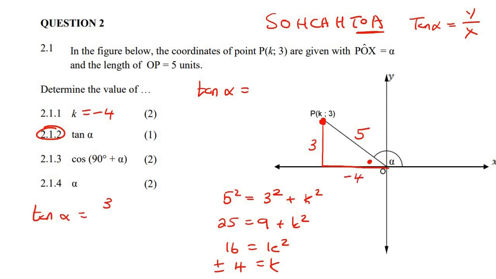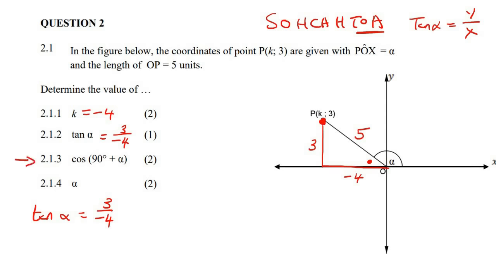Some learners want to carry on and use shift and all of that. But remember, if you use shift now, what you are determining is the angle alpha, and they didn't ask you for the angle alpha. That's only in this question. Here they are literally just asking you for tan alpha. So you leave it there. That's the answer: -3 over 4, or just 3 over -4.